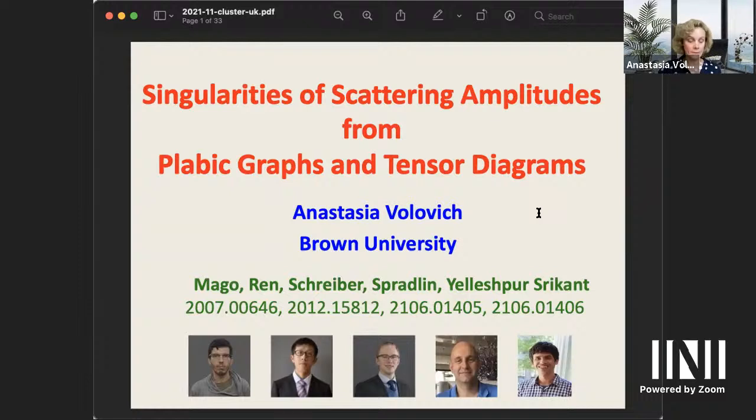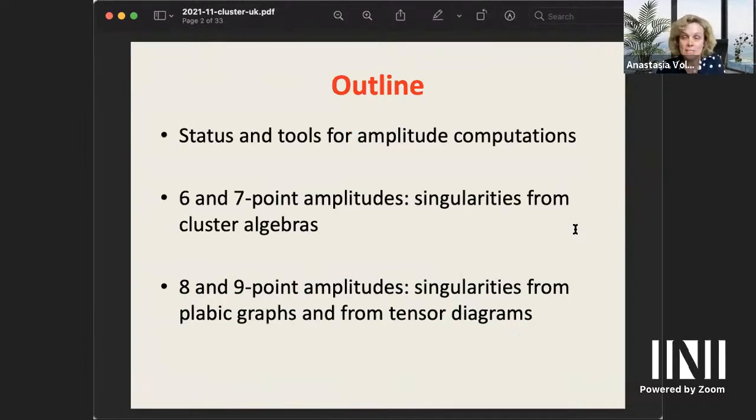And then I'll try to explain several mathematical constructions of how to get this set of singularities from Plabic graphs and tensor diagrams. Before I begin, this work is based on a series of papers that I wrote recently, with Mark Spradlin, our current postdoc Akshay Yelishetty-Srikant, my former student Anders Schreiber, who is now in Munich, and two of my current students, Jorge Margo and Li Cheng Ren. Okay, so let me start.